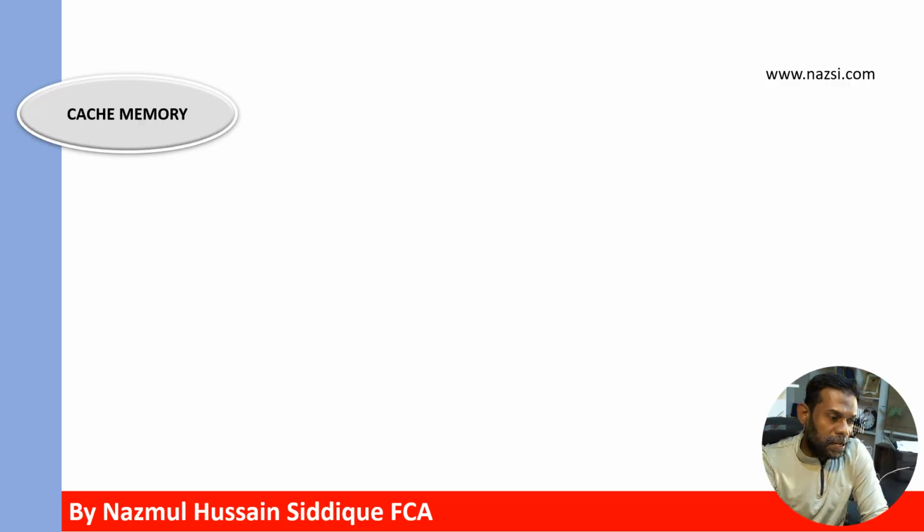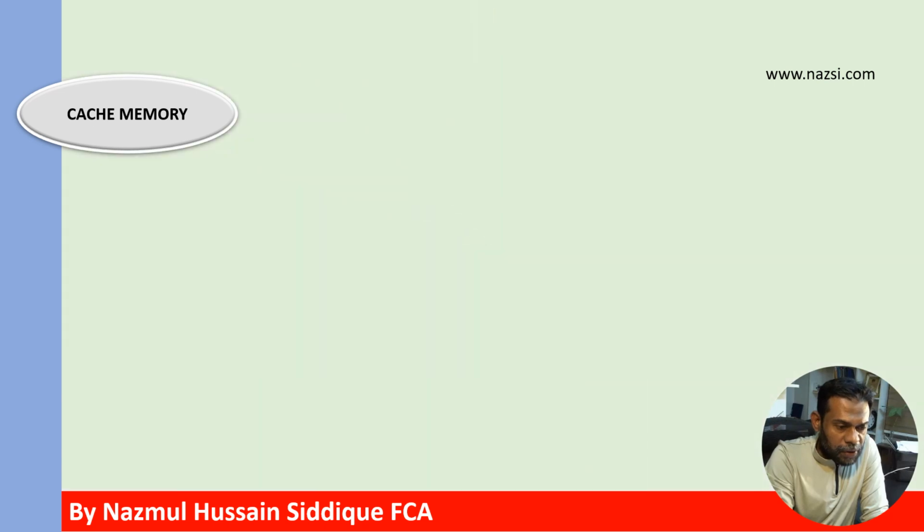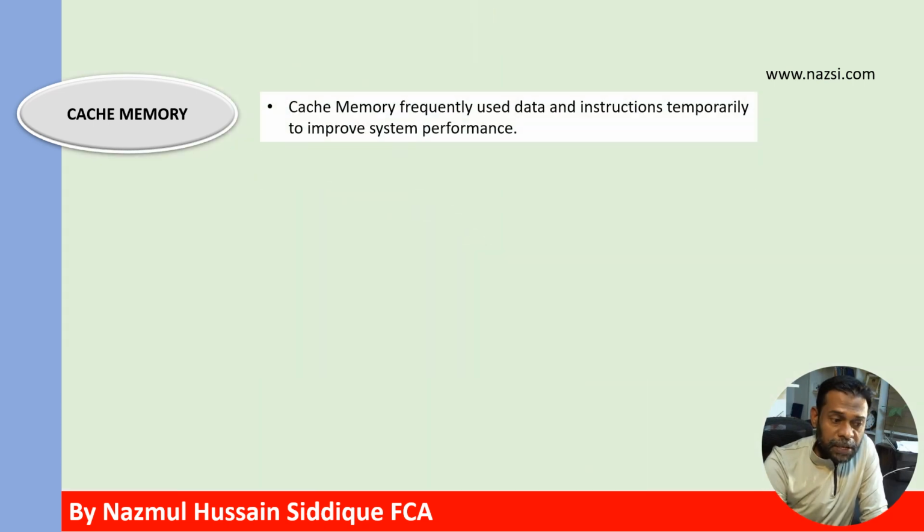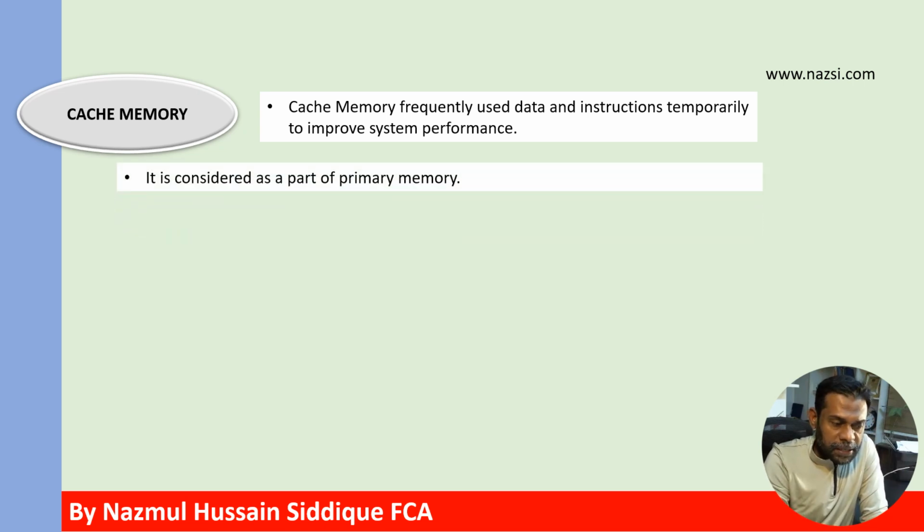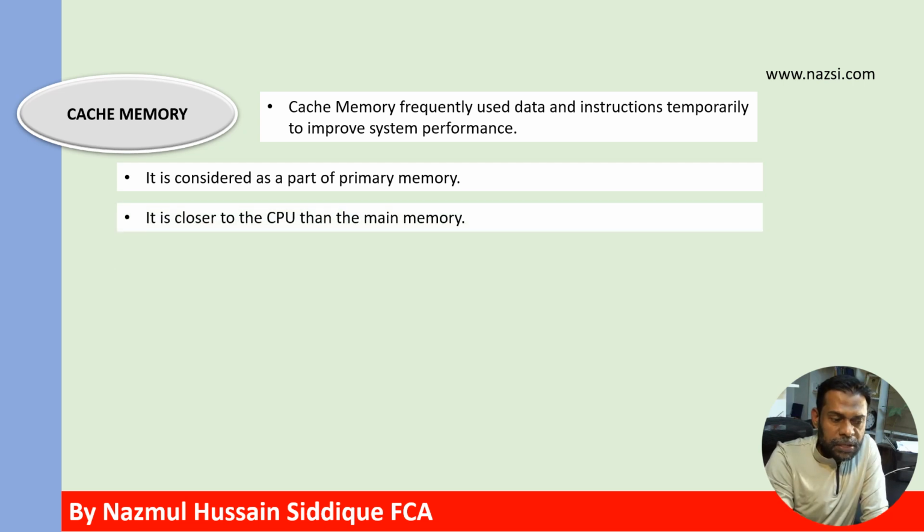We shall discuss the cache memory here. Cache memory stores frequently used data and instructions temporarily to improve system performance. It is considered a part of primary memory. It is closer to the CPU than the main memory.